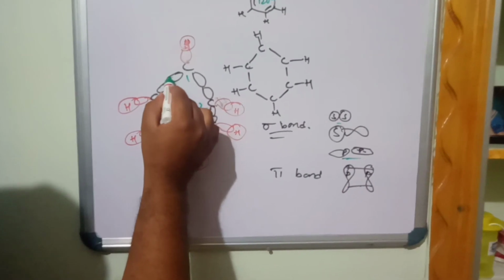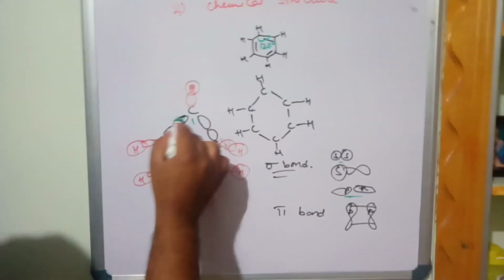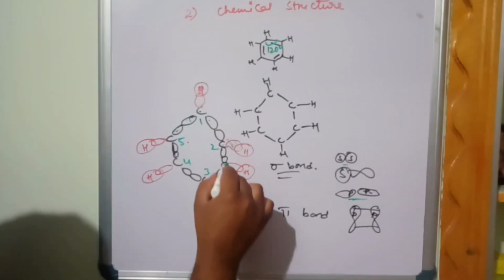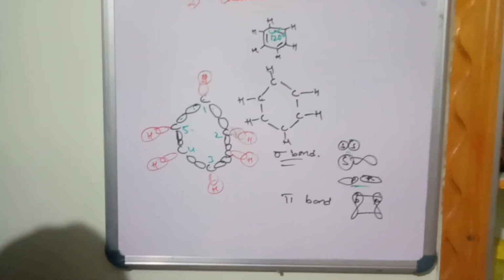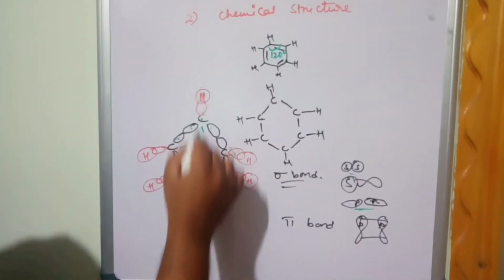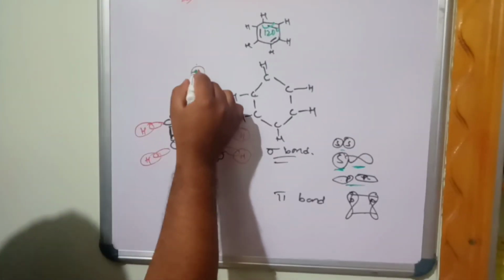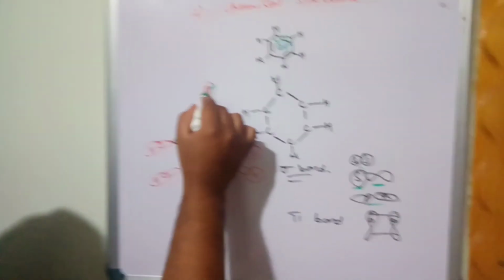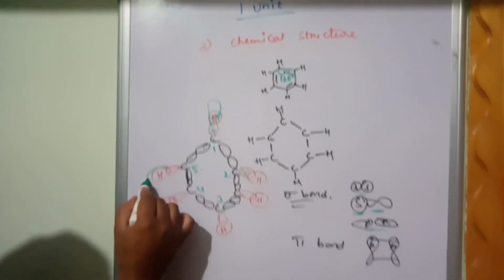I have denoted the carbon-carbon bonds with p-p orbitals. Their bond is formed by the end-to-end overlapping of p orbitals. And between carbon and hydrogen, I have denoted s and p orbitals. S is spherical, p is dumbbell shaped, so you can find the dumbbell shapes here.